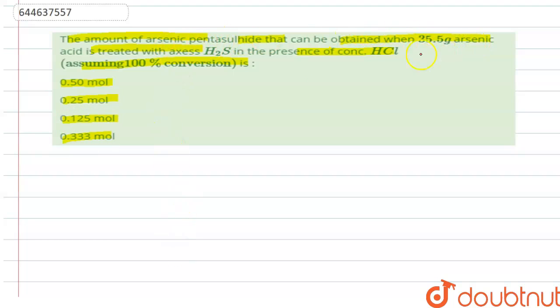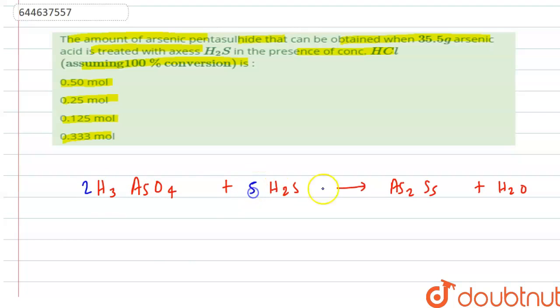So arsenic acid is basically H3AsO4, and when it reacts with H2S in presence of conc HCl, it gives arsenic pentasulfide, that is As2S5, plus H2O. If we write the balanced chemical equation, we have 2H3AsO4 plus 5H2S gives As2S5 plus 8H2O.